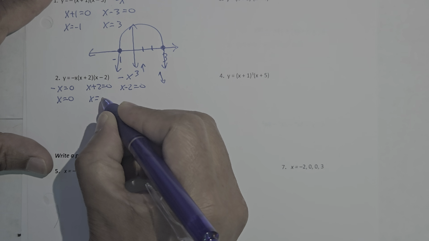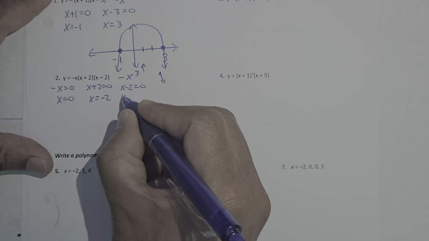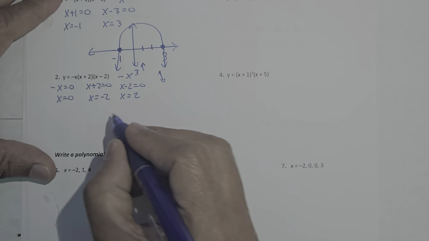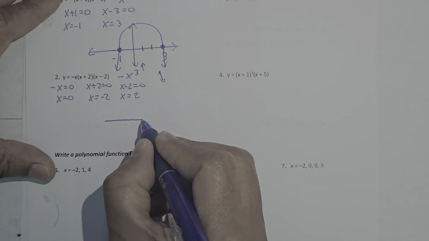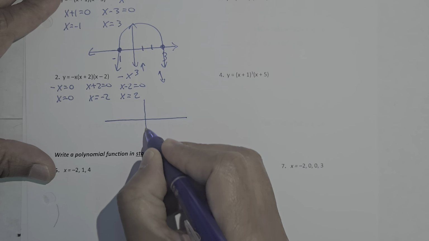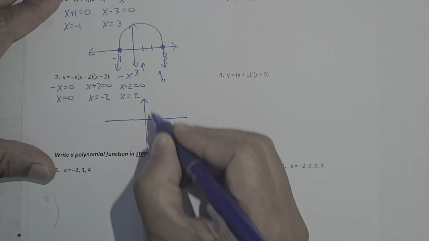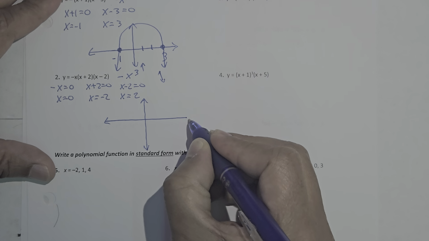This one, subtract 2, so x equals negative 2. And this one here, x equals positive 2. So then I notice that these are all single solutions. So I'm going to sketch the graph. Again, this is a rough sketch, not precise. Okay, just to get a visual here.